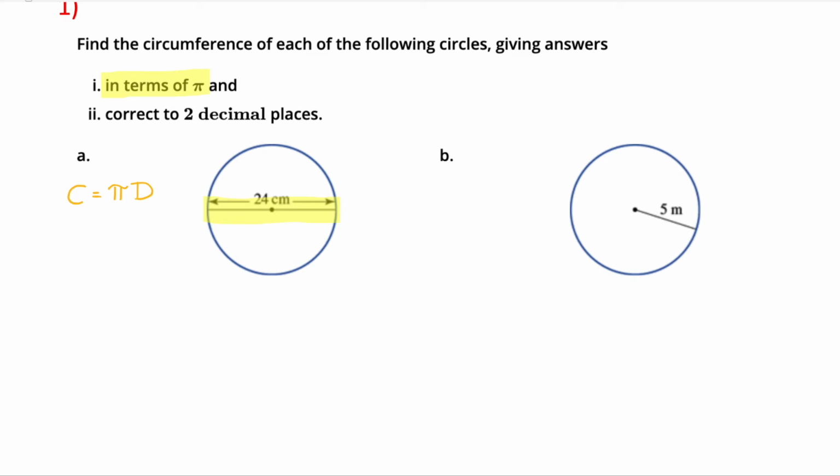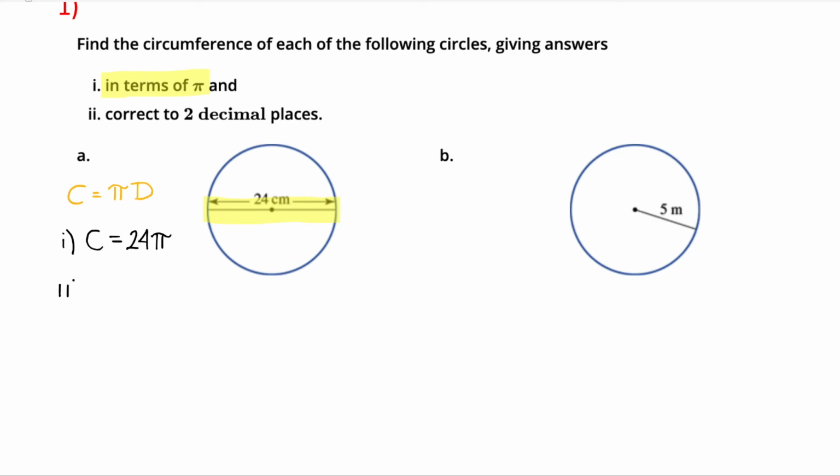That's the formula that I'm going to use. Okay, so to do the answer of the first one, very easy. Circumference is equal to 24 times pi. And you leave it like that, just your first answer.